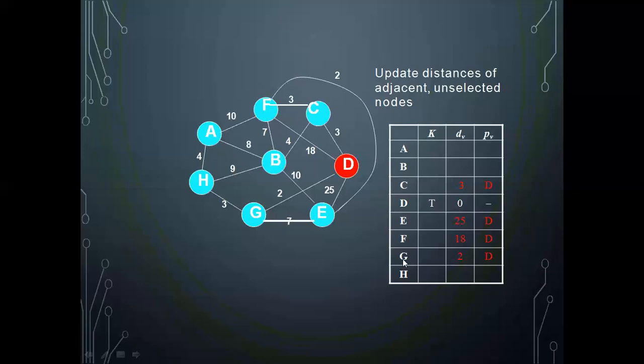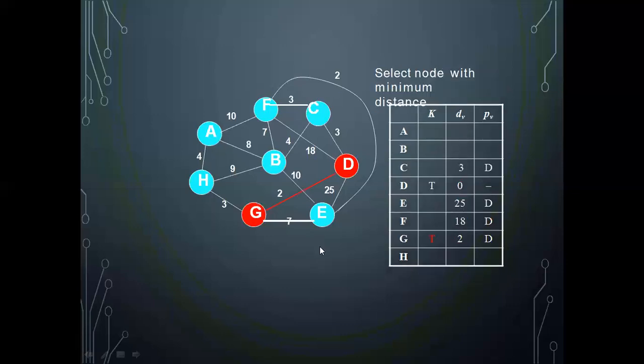This one is the smallest one. That means D has a connection to G with weight 2. That is the smallest one that I should add to the resultant one. So I am adding the DG to the resultant one and I have marked it as true. So now D and G are the part of the spanning tree.